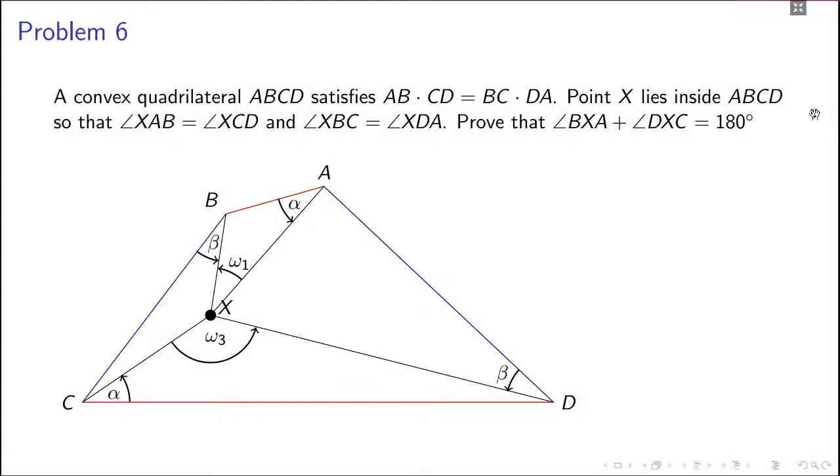There's a point X inside ABCD, such that the angle it makes with this side and the angle it makes with these sides are equal, and the angle it makes with this side are equal. So these two angles are equal, and these two angles are equal. What we have to show is that the angle BXA plus DXC is equal to 180 degrees. So basically this angle plus this angle is 180 degrees.